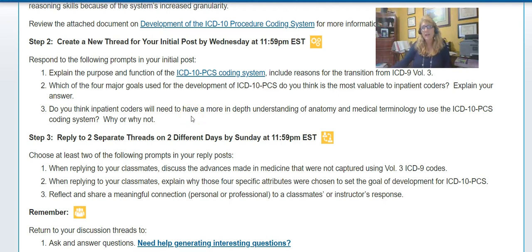Make sure that you get that in by Wednesday at 11:59 p.m. Eastern Standard Time. If you need more information about the PCS coding system, you're going to find that in Chapter 27 in your step-by-step coding textbook.